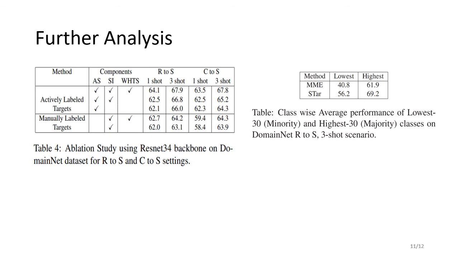It can be seen that each component of our method, actively labeling the targets, semantic initialization, and weighing hard target samples, contributes to the performance of our method. Since we also address the class imbalance issue in domain adaptation, we conduct an experiment to evaluate class-wise average performance of lowest 30, which is the minority classes, and highest 30, which is the majority classes, on DomainNet R2S setting for 3-shot scenario. This is also done using ResNet 34 as a backbone.